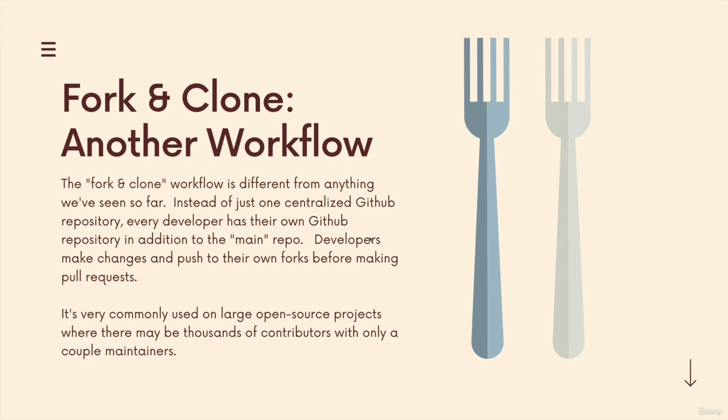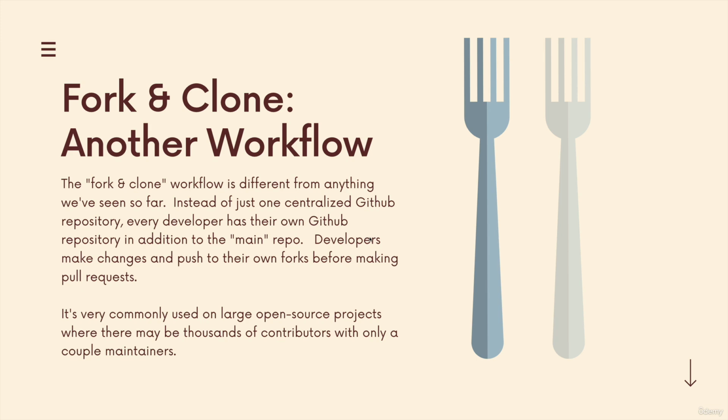So this is a workflow where instead of just one centralized repository on GitHub, every developer has their own GitHub repository in addition to some main centralized repo. And then individual developers can make changes and push to their own versions, their own forks, before making pull requests. So I'm going to diagram all this, and hopefully it makes sense.